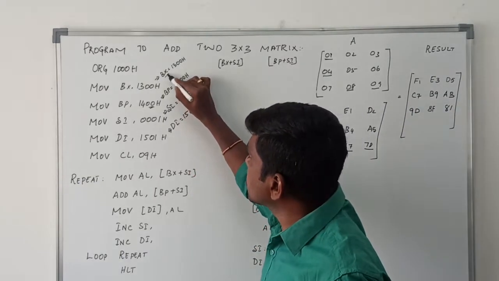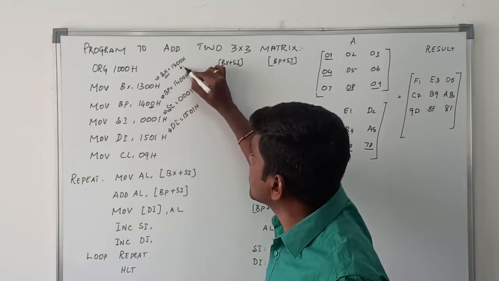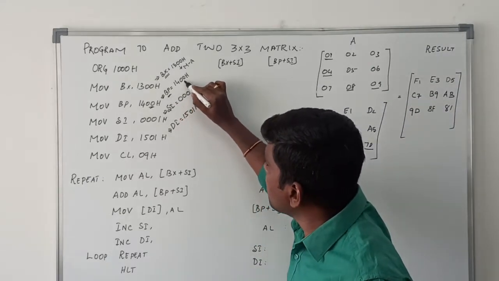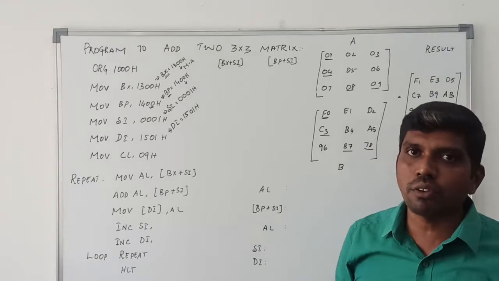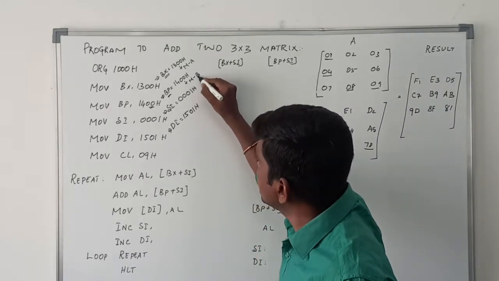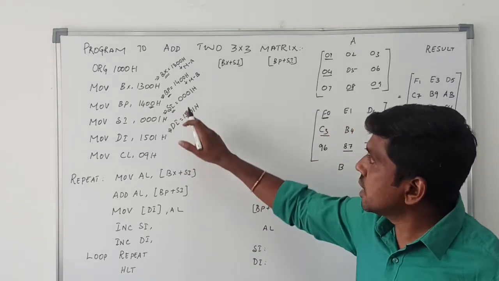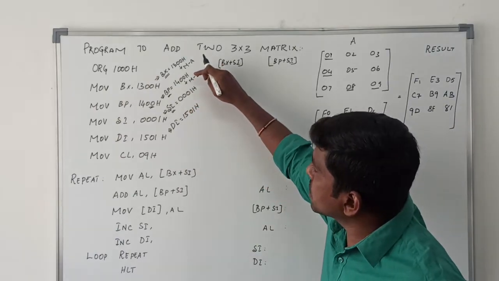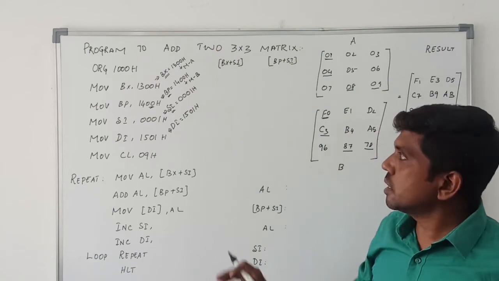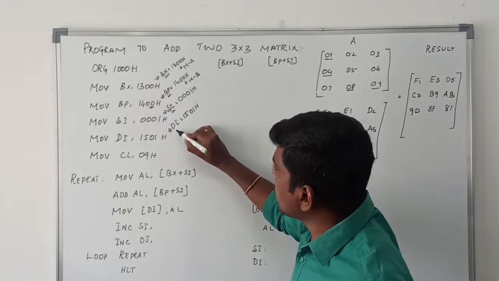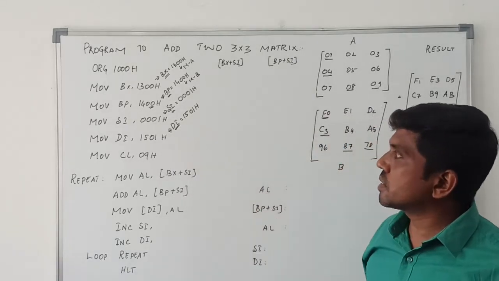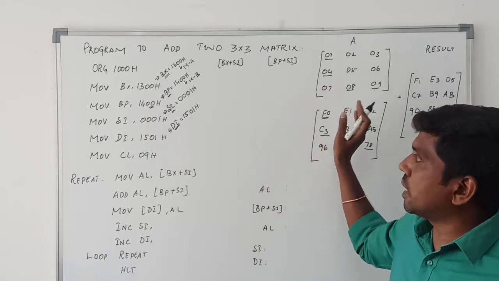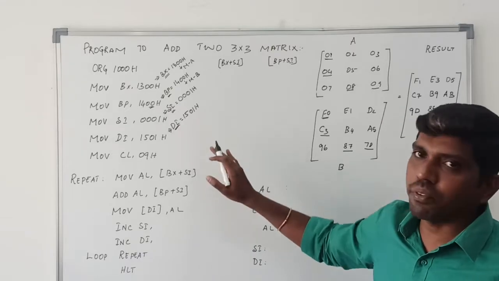So far we have initialized the 4 registers. The first register is BX, which is used to initialize the memory location of matrix A. The next register is BP, which is used to initialize the memory location of matrix B. The third register is SI, the source index register. This register is used to increment the memory location of the BP and BX registers, which I will explain later. The next one is DI, the destination index, which is used for storing the result. After adding the two matrices, the result is stored in memory location 1501.